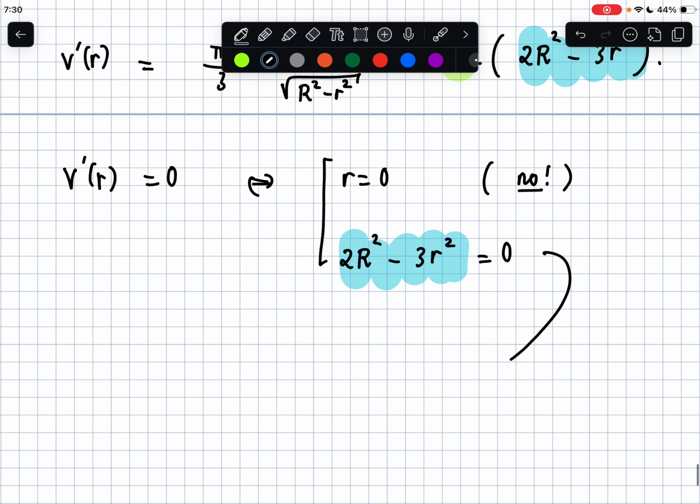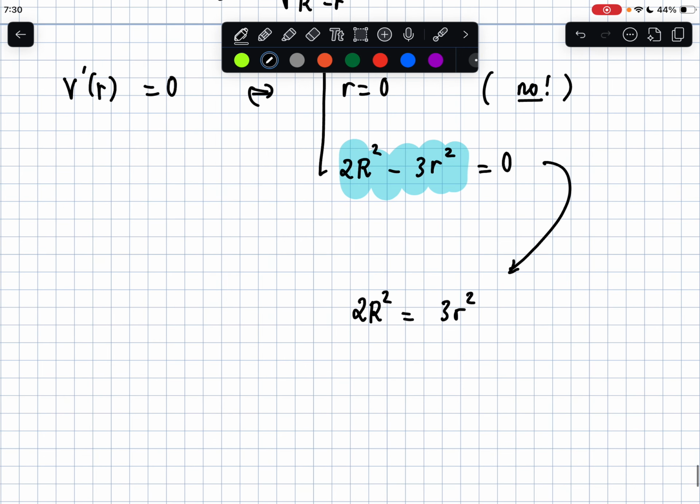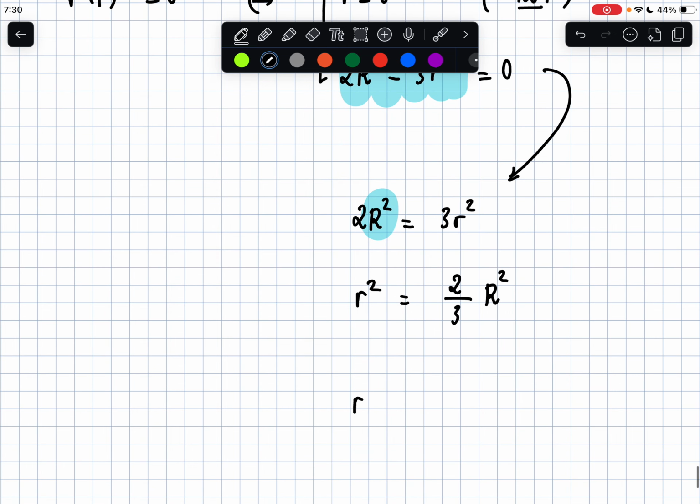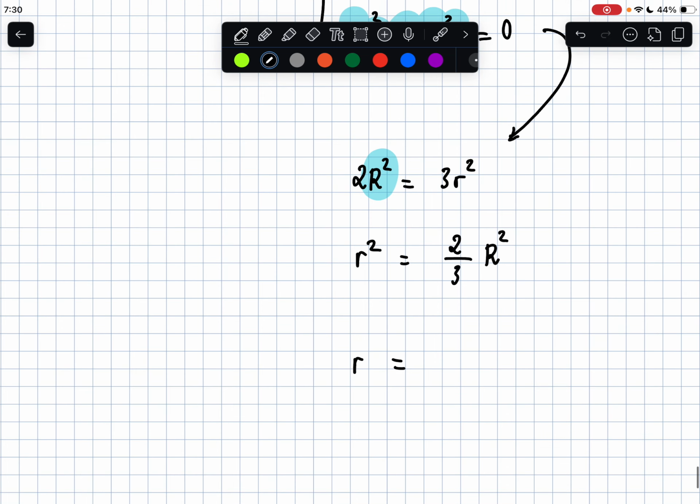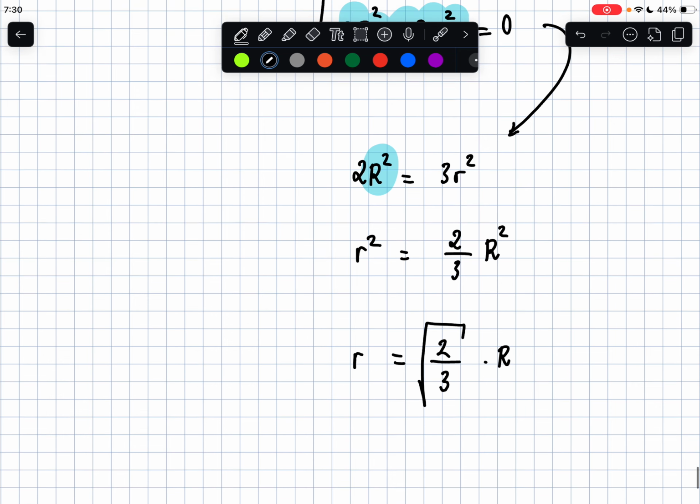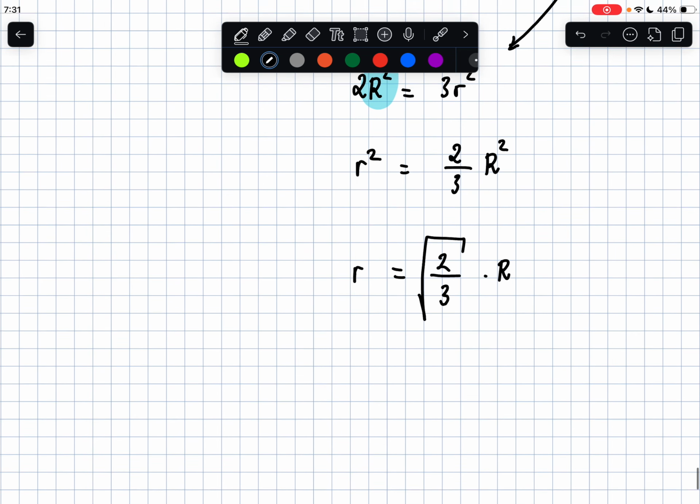So this case gives us 2 big R squared equals 3 small r squared. Small r squared is what we need to find because this big R is fixed. So it is 2 over 3 big R squared. Small r, they are all positive numbers. Square root both sides, no absolute value there. Square root of 2 over 3 times big R. This is our critical point.